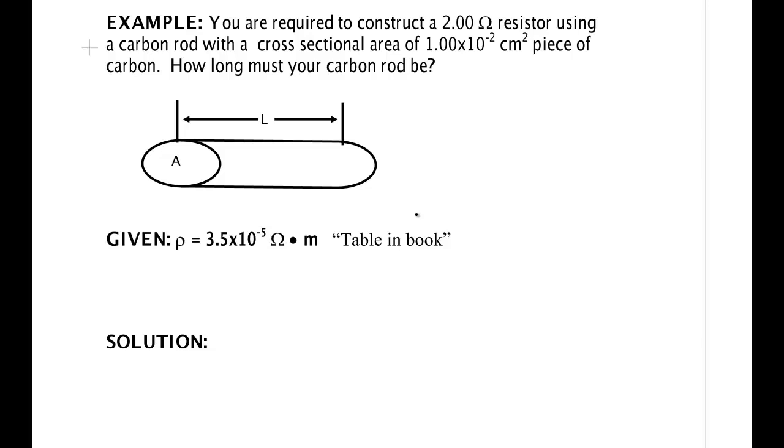And I built or designed a circuit, but I needed some resistances. There were only milliohms of resistance, and you couldn't buy them. And I ended up making my own with some carbon rods and using a pool of mercury inside of a little plastic container that I got from one of these gumball type things that you put a quarter in. Anyway, you're required here to construct your own 2 ohm resistor, and you're using a carbon rod with a cross-sectional area of 1 by 10 to the minus 2 centimeters squared. How long must the carbon rod be?